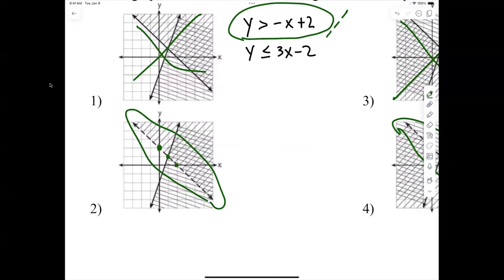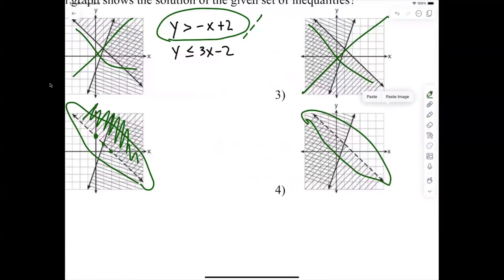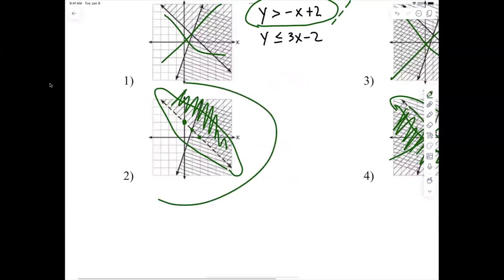Yes. Is it a dotted line or a solid line? Dotted line. I'm shading where? Above or below? Above. So if I shade above, is that going to be correct so far? Yeah, it looks good to me. That's probably the right answer, because if I come over here to number 3, they're shading it what? Below. So is it number 4? No, this was the correct answer.